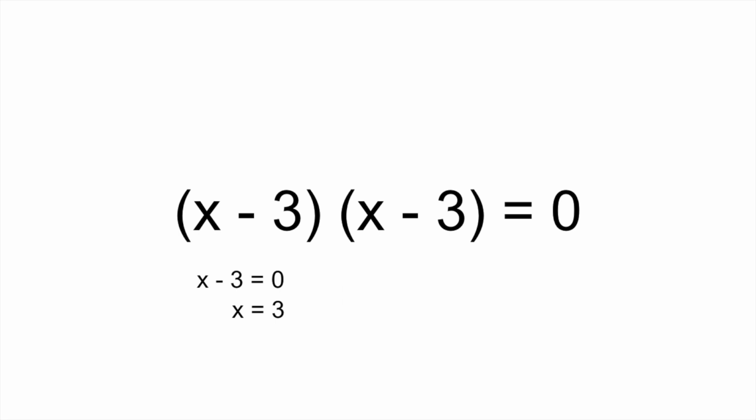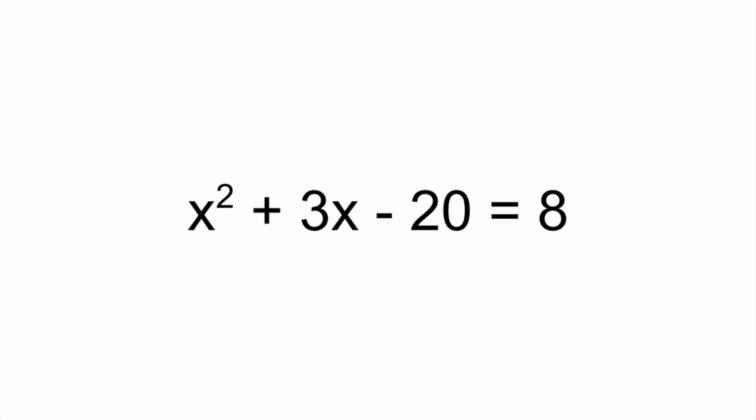And now we're going to try a new example. So here we got this new example. And it looks kind of a lot harder, right? X squared plus 3x minus 20 equals 8. Like, look at that. That is not set equal to 0. That's a little worrying, because I just told you that it only works if it's equal to 0. Well, don't worry about that.